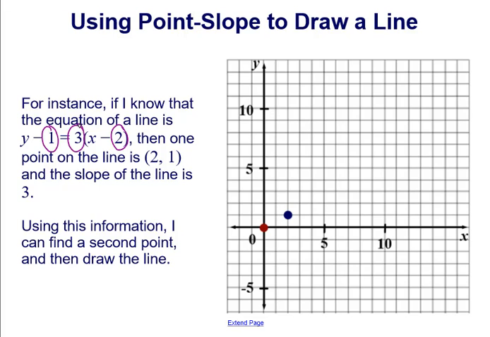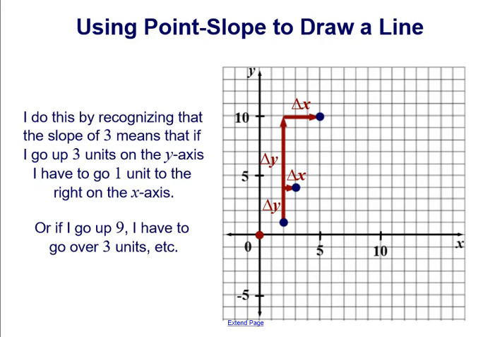So we can plot the point 2, 1 on our graph, that's this blue point here, and then using this we can find a second point on the line using the slope of 3 and then draw the line. From that given point we can go up 3, right 1, up 3, right 1 to get more points on that line. So that's what we're doing here as well. Now you can go up 3 units on the y-axis or right 1 unit on the x-axis, but you could do multiples of that as well.